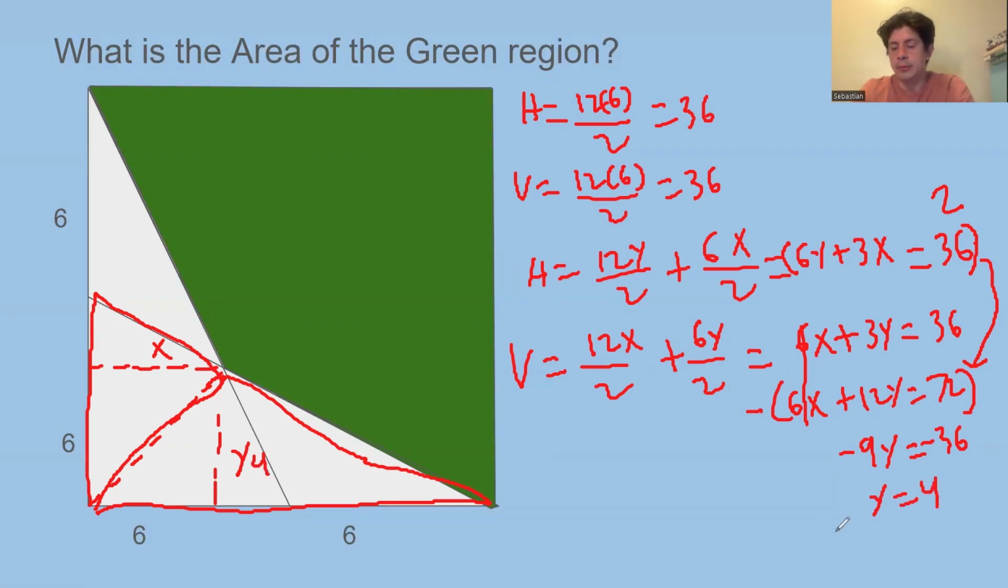Okay. And then we're going to do the same thing. And now we can plug that in for an equation up here. So let's put 4 in here. Right here, 6Y, or 6 times 4, plus 3X equals 36.